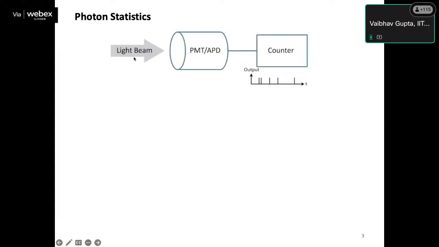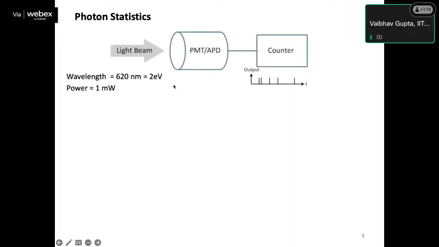Suppose we have a light beam. In front of the light beam, we have a photomultiplier tube, or let's say an avalanche photodiode, some sort of diode placed in front of the beam. And then we have a counter. Whenever a photon hits the diode, the counter shows a signal. This is the signal when one photon hits, then when the second photon hits the second signal, and then third and fourth, like that. Suppose we have a system like this, and I give you the wavelength, which is 620 nanometer, the energy is 2 eV, and the power of this beam is 1 milliwatt.